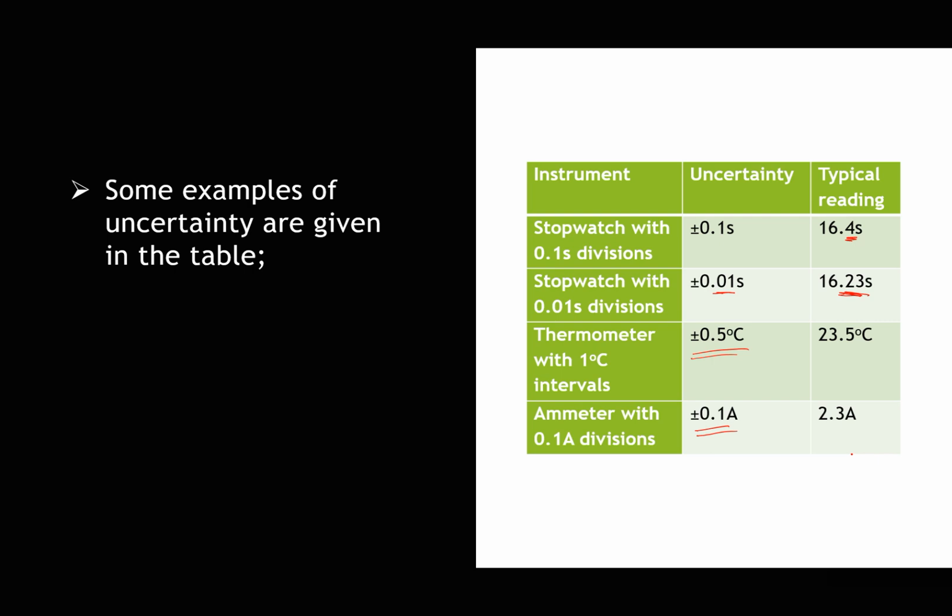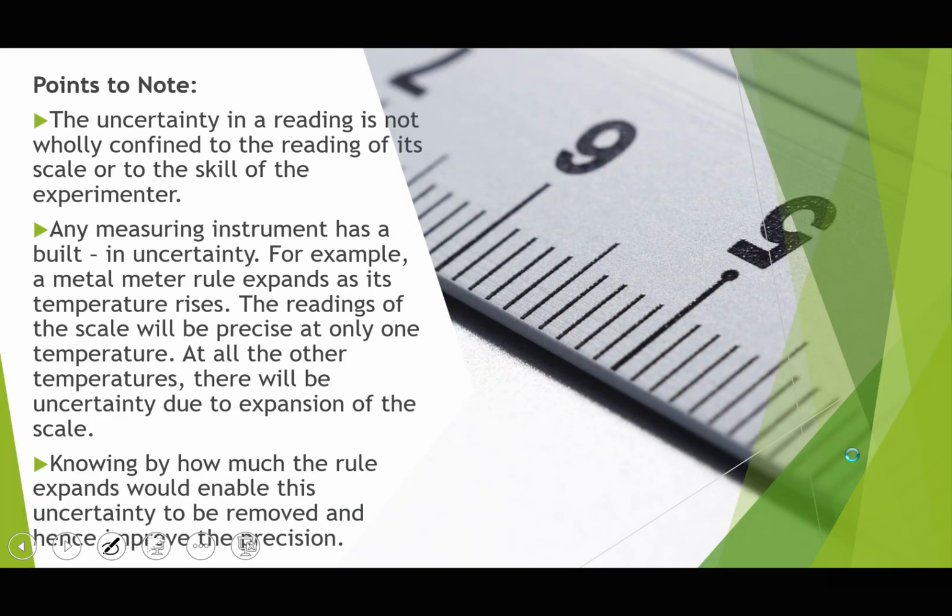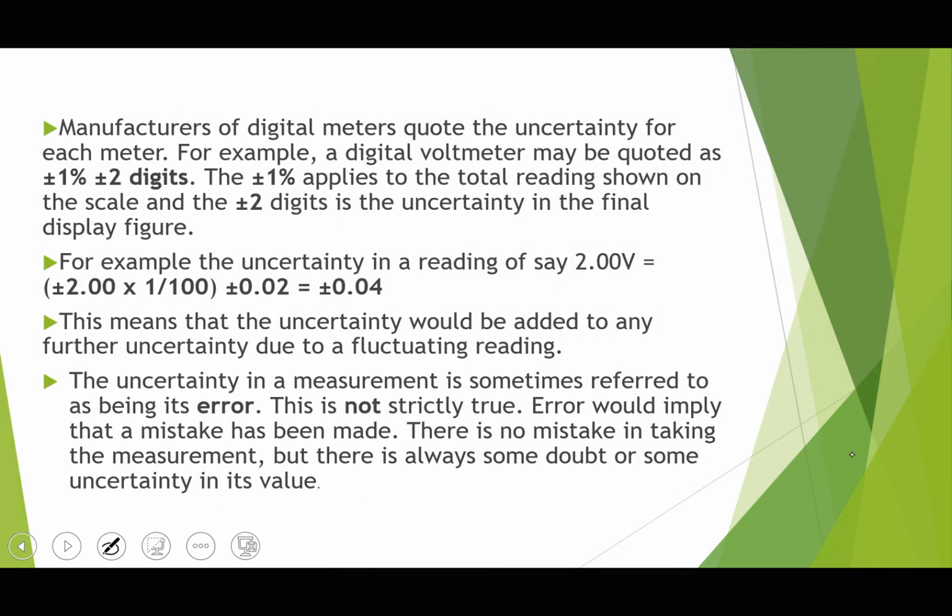For some other instruments, especially digital instruments like digital meters, manufacturers normally quote the uncertainties for each meter. For some instruments, manufacturers quote the most likely uncertainty for that particular instrument. For example, you will find a digital voltmeter which has been quoted as plus or minus 1%, plus or minus 2 digits. And this means the 1% will apply to the total reading, which is seen on the scale.